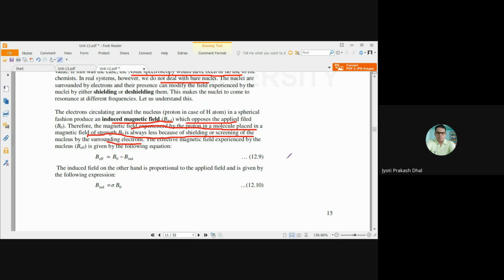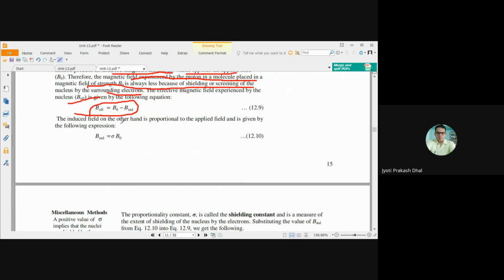So every nucleus is surrounded by electrons, and the electrons produce an induced magnetic field in the opposite direction to the external magnetic field B0, and hence the nucleus feels a lesser magnetic field than B0. Here B0 is the field strength of the applied magnetic field, but the nucleus cannot feel the full B0 due to the screening or shielding by electrons around the nucleus. So the effective magnetic field experienced by the nucleus, B effective, is given as B effective equals B0 minus B induced.